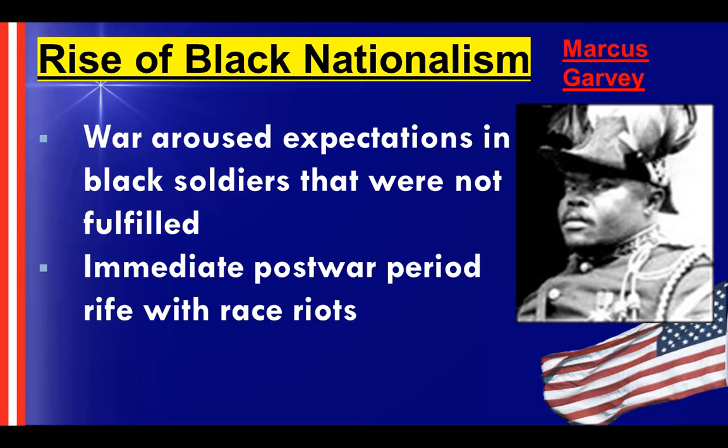But in terms of African American identity changing here and being emphasized here, there's a guy we're going to look at by the name of Marcus Garvey, and in some primary documents we're going to take a look at who he is, and why he is so controversial.